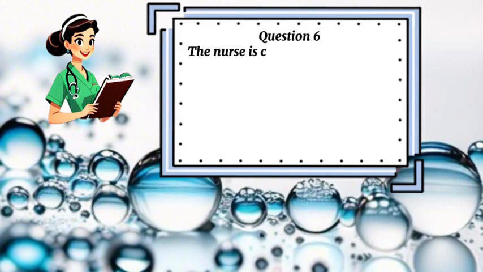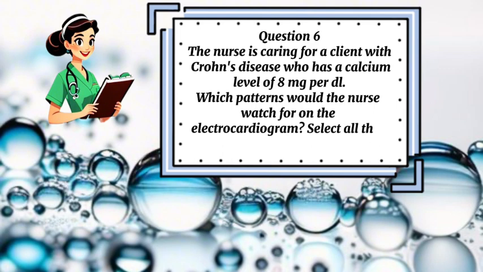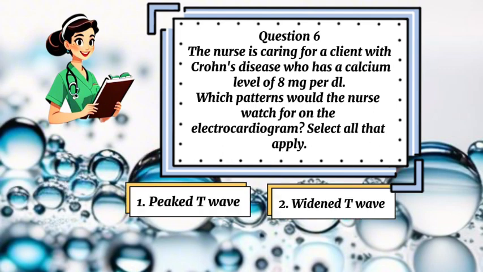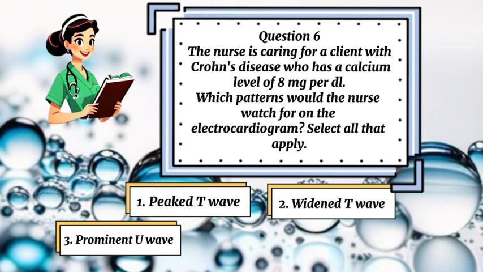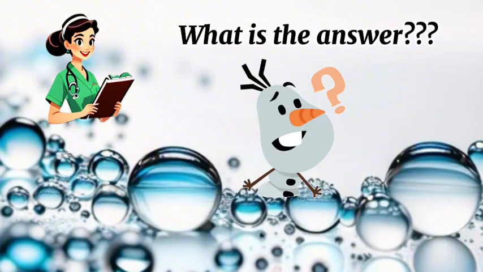Question 6. The nurse is caring for a client with Crohn's disease who has a calcium level of 8 milligrams per dL. Which patterns would the nurse watch for on the electrocardiogram? Select all that apply. 1. Peaked T wave. 2. Widened T wave. 3. Prominent U wave. 4. Prolonged QT interval. 5. Prolonged ST segment. What is the answer?